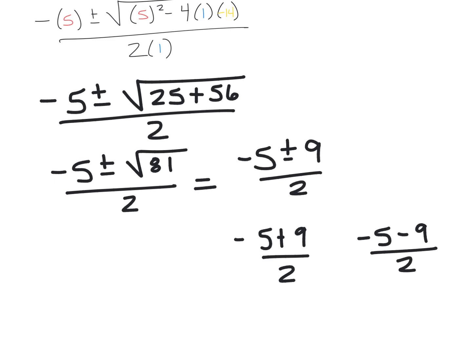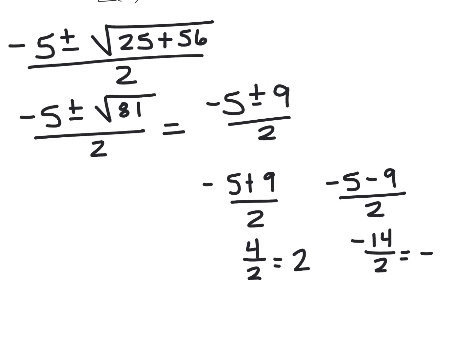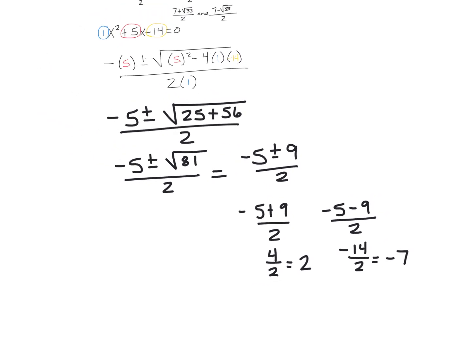And that would leave me 4 over 2 here, so 2. And this would leave me negative 14 over 2 here, which would leave me negative 7. So this equation crosses the x-axis at 2 and negative 7. So those would be the answers for the equation.